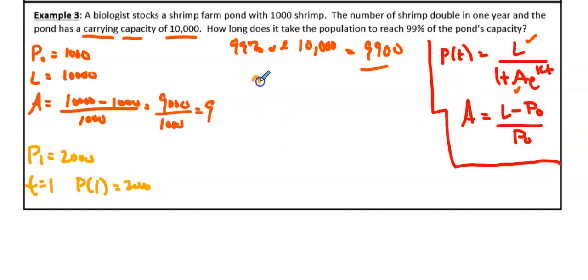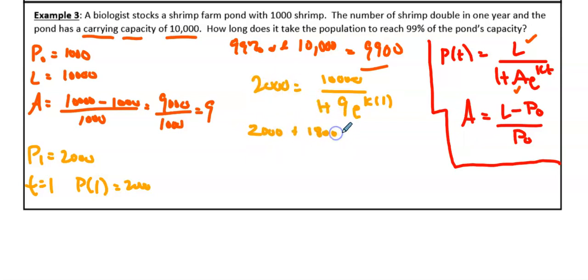So I can go ahead and say 2,000 is equal to our carrying capacity, which is 10,000, all over 1 plus 9, right? A is 9, e to the k times 1. Just like before, we're going to cross multiply. So we're going to do 1 times 2,000, which is 2,000, plus 2,000 times 9, which is 18,000 e to the k, and that's going to be equal to 10,000.